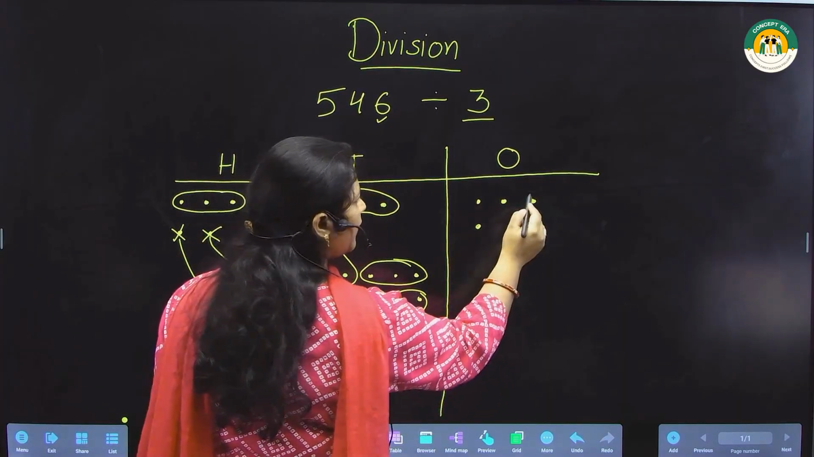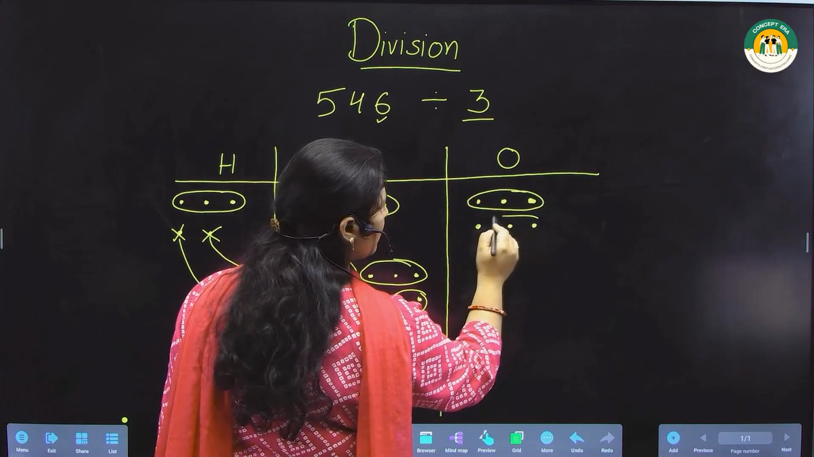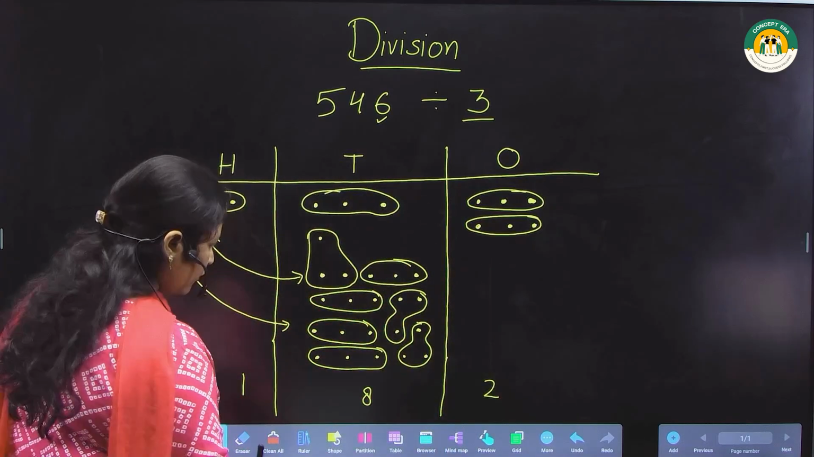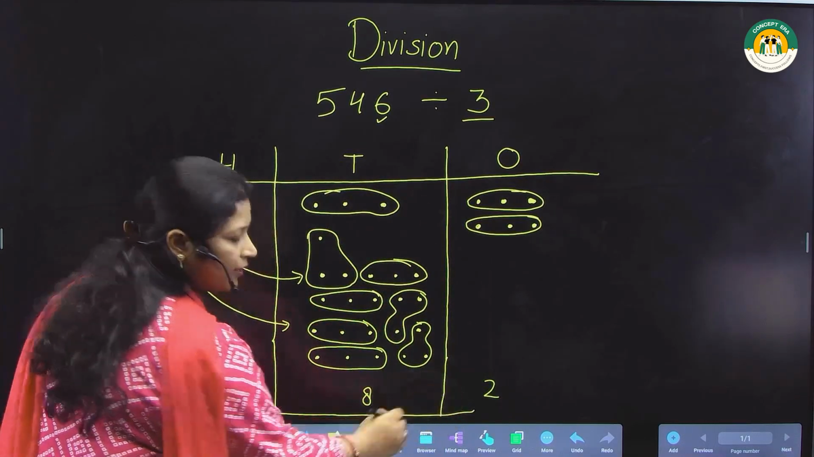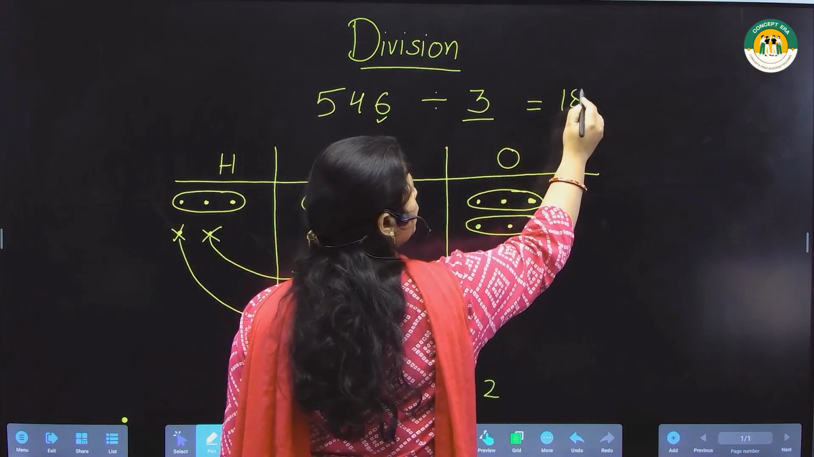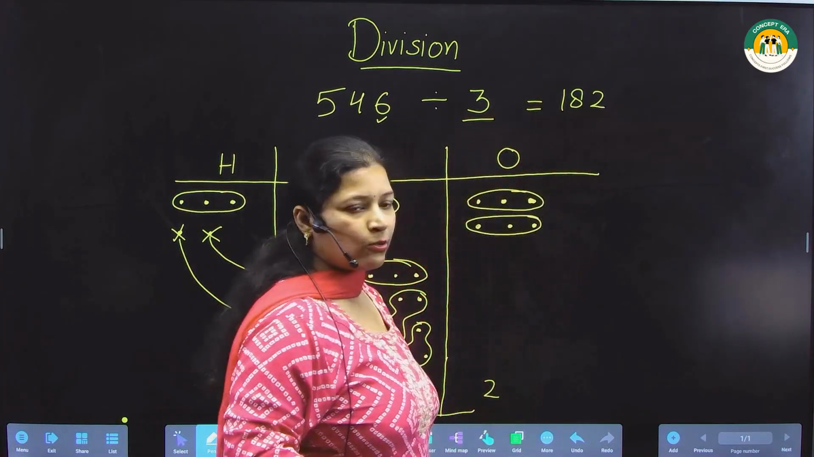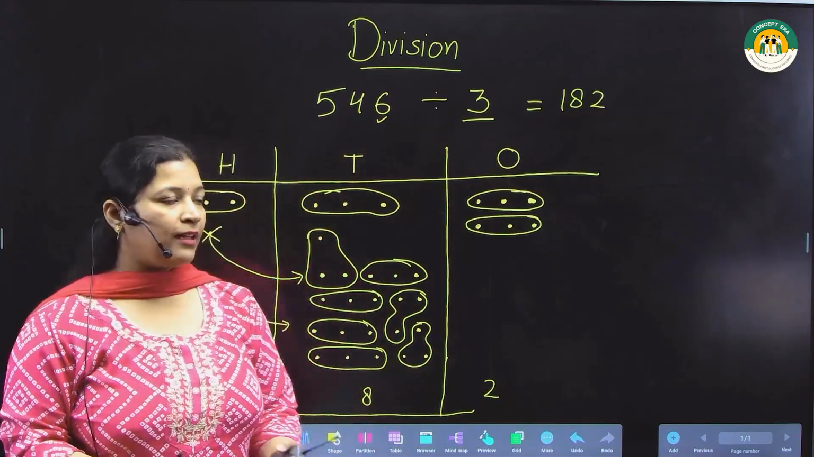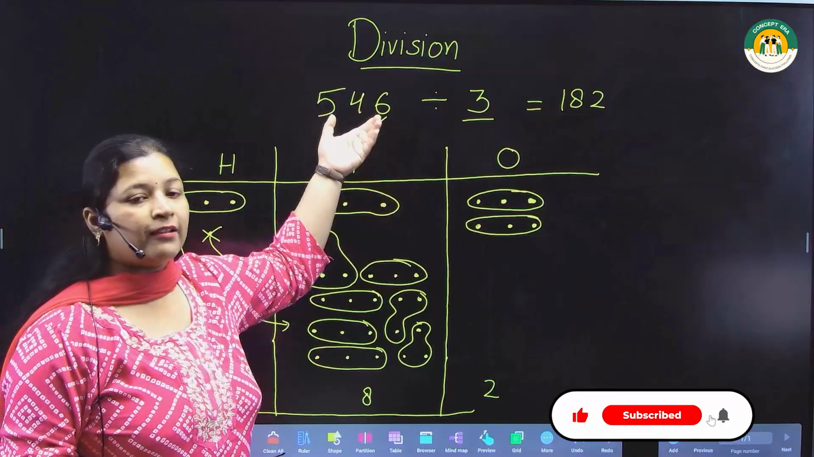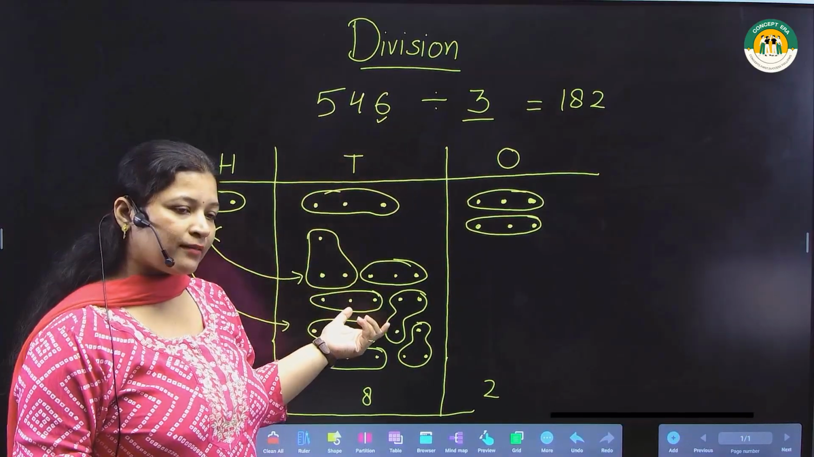Now make the grouping. Group 1, group 2. How many groups will be there? 2. So now we are getting my answer, that is 182. So the answer of this question is 182. So as you have seen, this is a very simple method to make you understand how we can divide by using the groupings. Thank you.